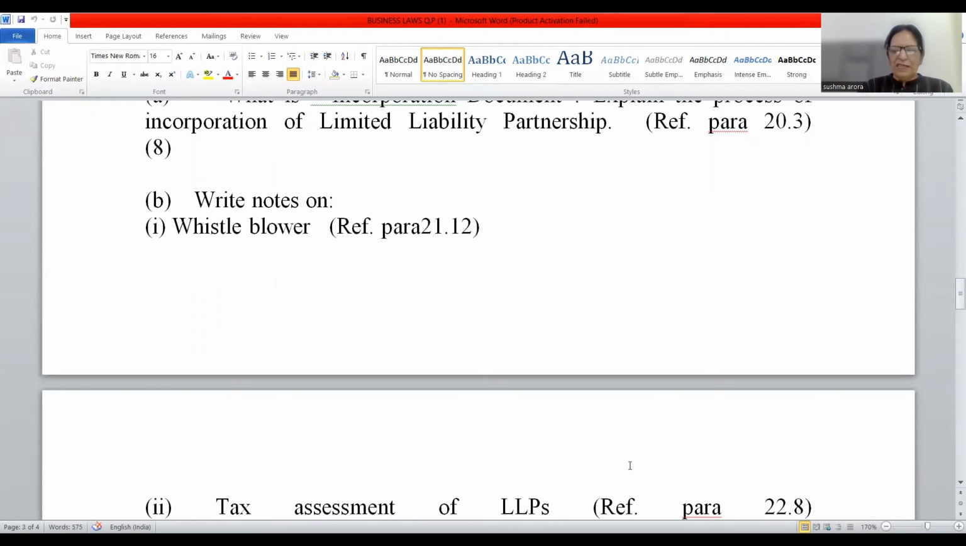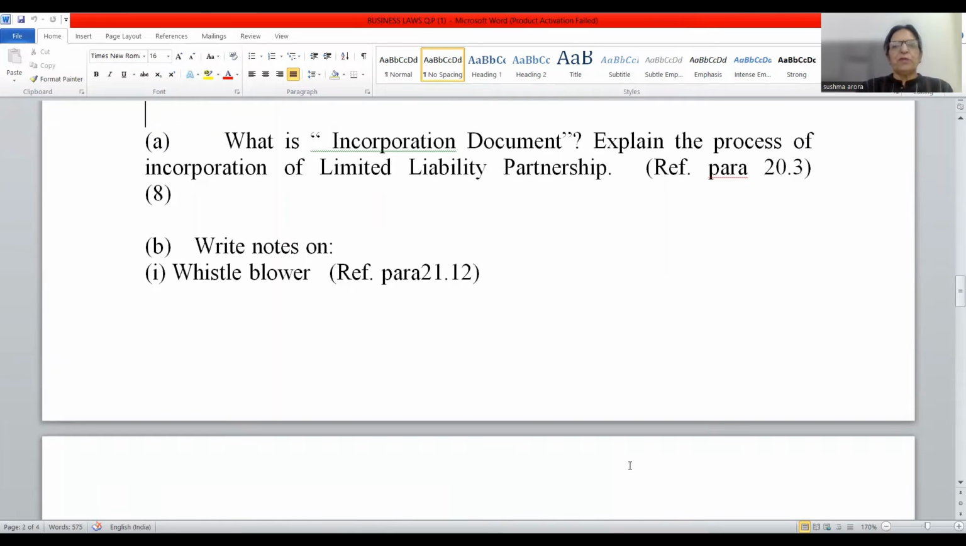Then what is the incorporation document? Explain the process of incorporation of limited liability partnership. Now this you will find in chapter 20 of my book. Otherwise, in every book, all the chapters have been covered. What is the incorporation document? It is a very important document pertaining to the registration of LLP. There are various steps involved in the registration of LLP. We talk about the name of the LLP, and then the DPIN of the LLP's designated partners, and then the registered office, ID, and the number of documents which are to be registered online.